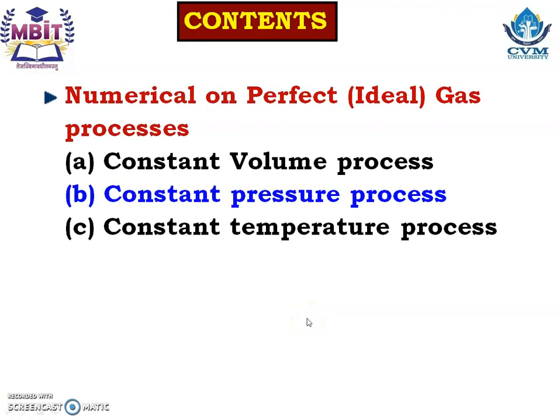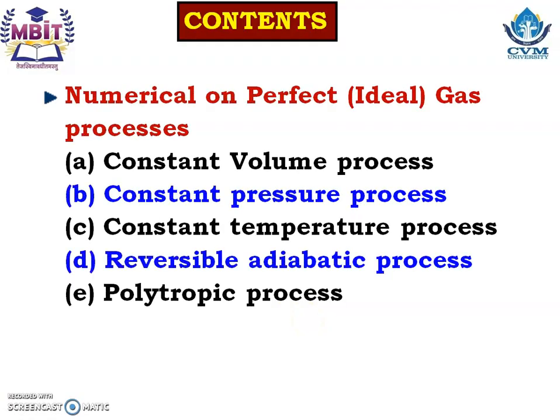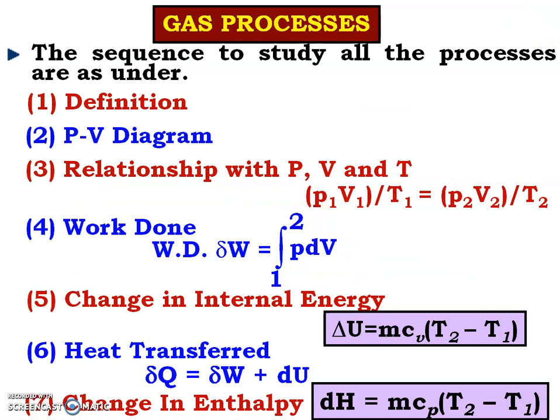So, in today's lecture, we are going to study some more numericals on these processes, maybe constant volume, pressure, temperature, adiabatic, or polytropic process. We have studied all these processes according to the following sequence, that is definition, PV diagram, relationship with P, V and T, work done, change in internal energy, heat transferred, and change in enthalpy. Now let us study the problem.